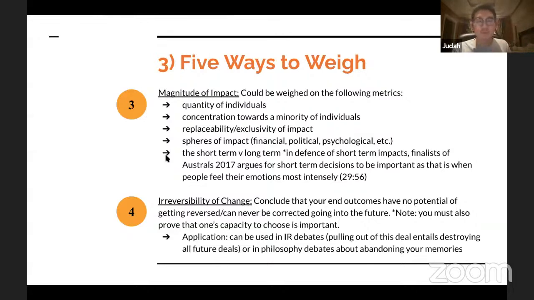So the application can be to psych debates or debates about an individual or whatnot. But it can also apply to IR debates. So it looks like saying, pulling out of this one treaty or this one deal will entail destroying all future deals. There is an irreversibility of impact here. Therefore, even if the opposition argument is larger in terms of impact, it can easily be reversed. Our impact cannot be reversed. Therefore, you have to prioritize ours instead of theirs. So that is how you use that weighing mechanism.